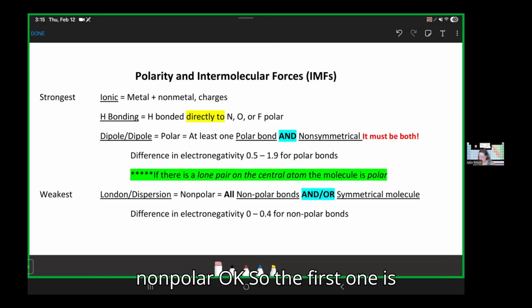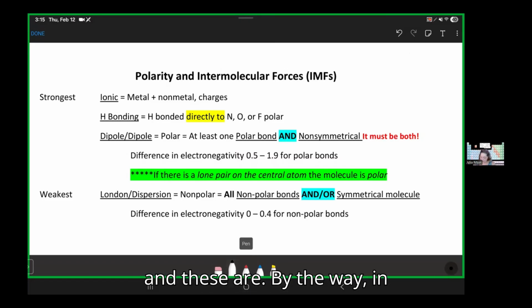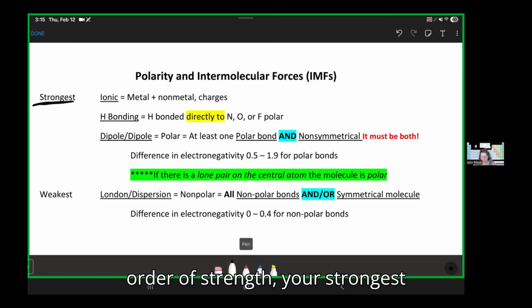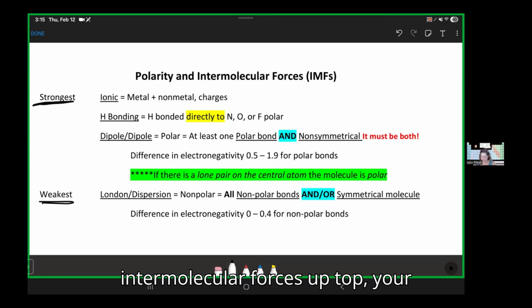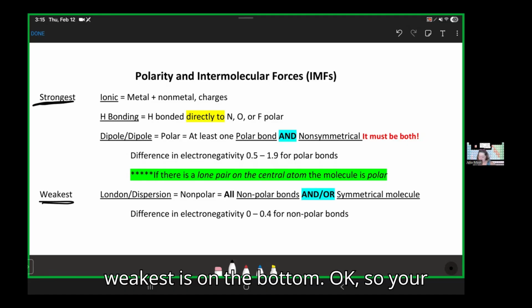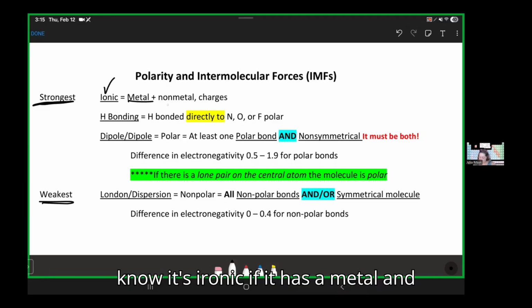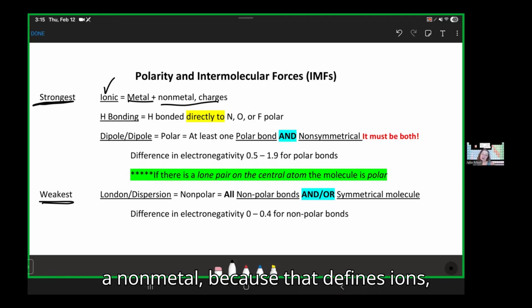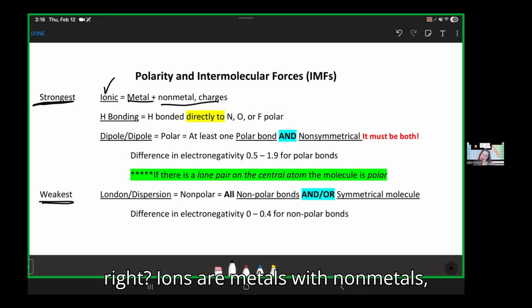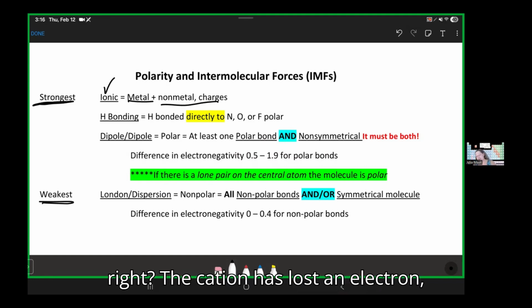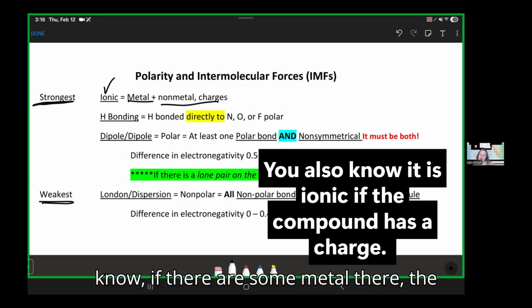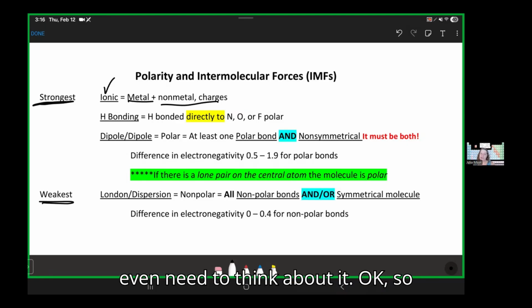Okay, so the first one is, and these are, by the way, in order of strength, your strongest intermolecular force is up top, your weakest is on the bottom. So your ionic force is the strongest, and you know it's ionic if it has a metal and a nonmetal, because that defines ions, right? Ions are metals with nonmetals. The cation has lost an electron, the anions gained electrons. So you know if there's a metal there, the intermolecular force is ionic. You don't even need to think about it.